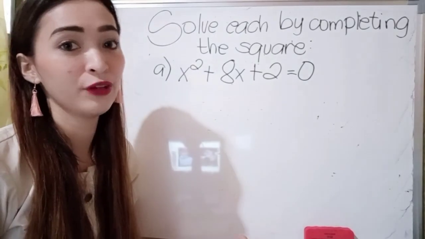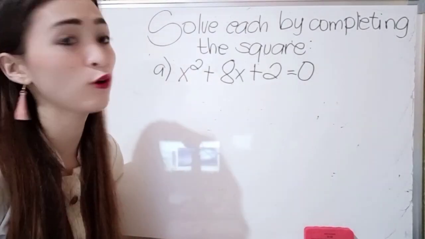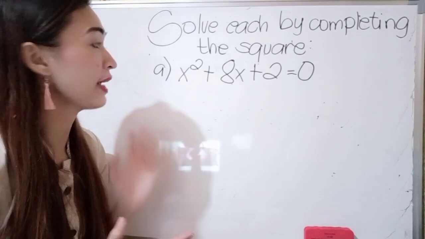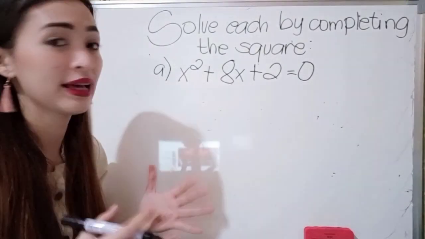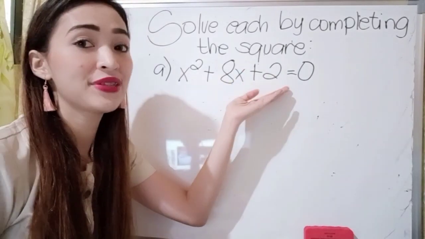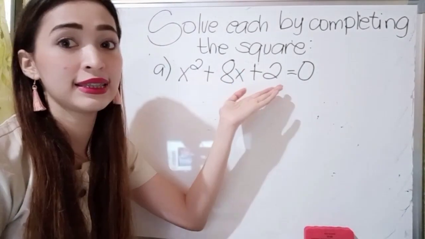How about if we have this? Solve each by completing the square. So letter A, we have x squared plus 8x plus 2 equals 0. Now we have C here. So A, B, C.